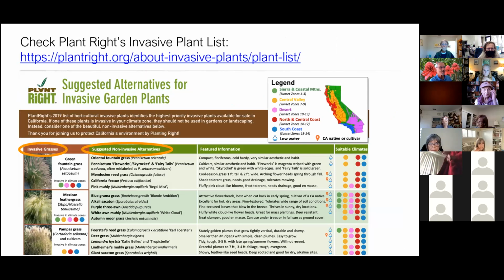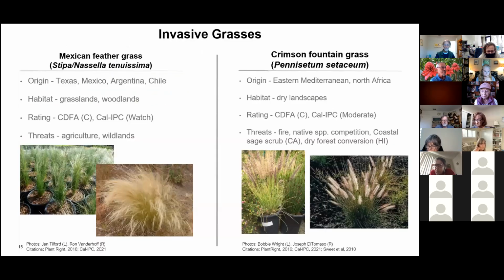Similarly, Plant Right's invasive plant list will give indication broken down by the structural layer, like invasive grasses. Here at the top left, you see green fountain grass or Pennisetum, which I mentioned earlier. But there's invasive alternatives indicated there, and nicely they indicate where those plants can grow based on the Sunset guide zones. So here's some examples.